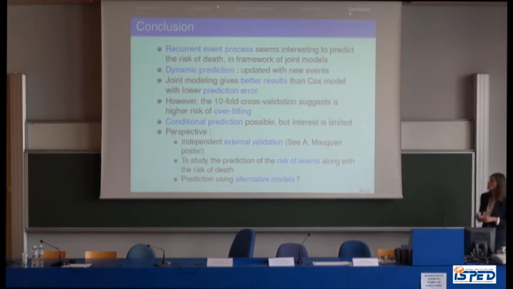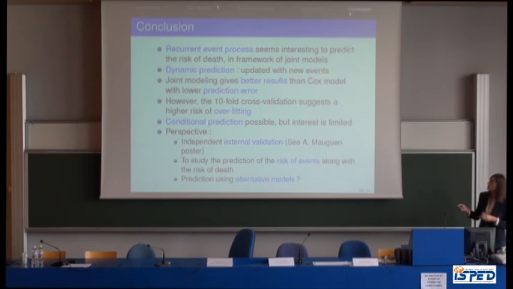So to conclude, we have shown that it seems interesting to take into account recurrent events when you want to predict a terminal event like death, and joint modeling is a good approach in order to make prediction in this context. This is also a dynamic prediction simply because the time of prediction can move, and for the clinician you can improve your information. The patient is going to develop new recurrences, so it's going to be dynamic and it's going to evolve with time.